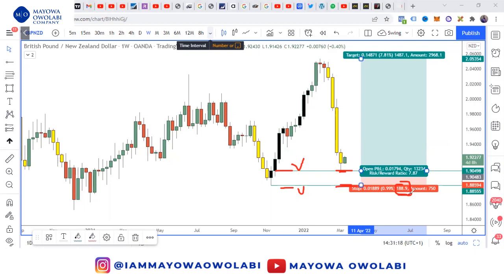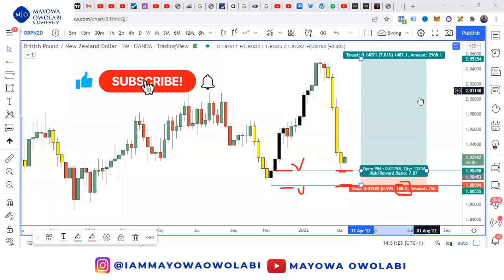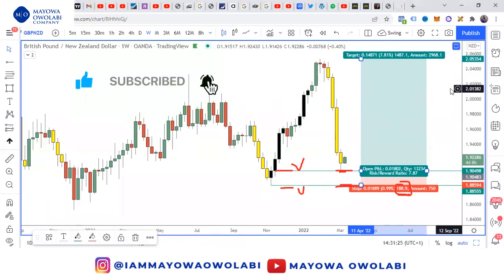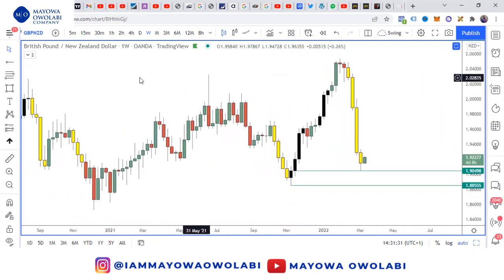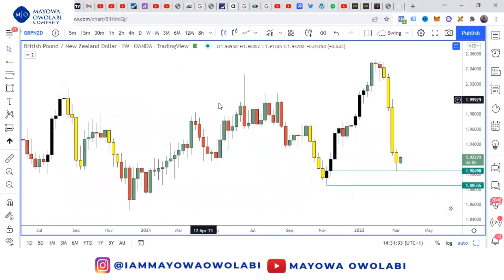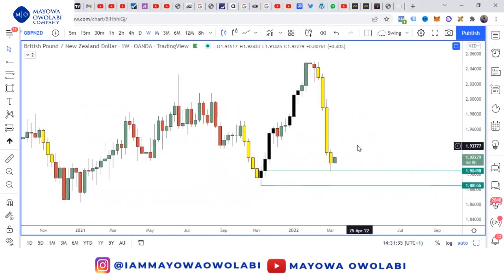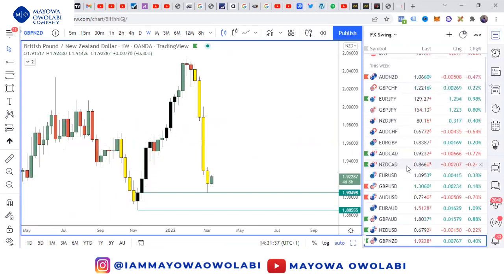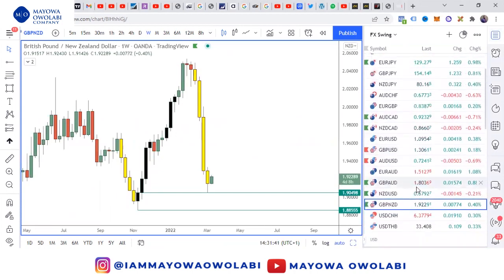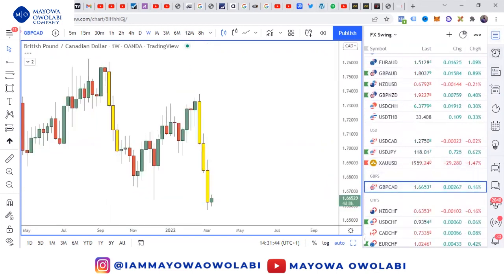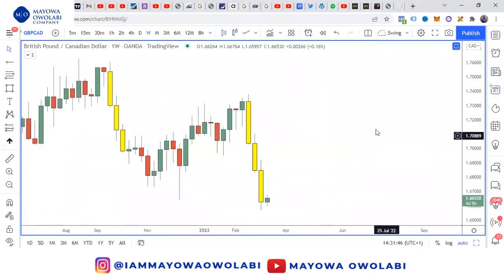Okay? Very key. So the second part of entry which you want to learn is the confirmation entry. A confirmation entry is when the market bounces. Let me go to another pair. We're currently on GBP/CAD, and we are currently selling GBP/CAD.